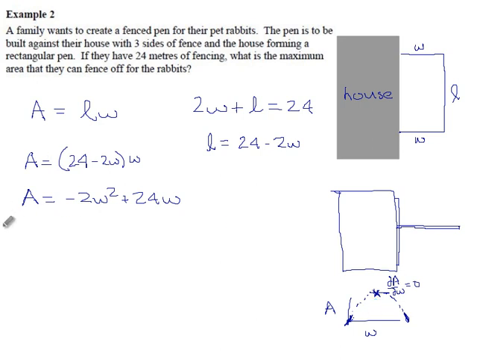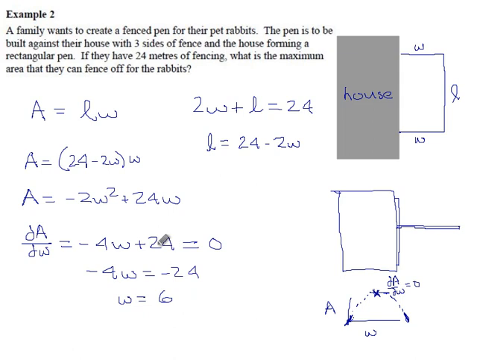If we do that here, we get dA/dW equals 2 times minus 2 is minus 4W plus 24. Where does that equal 0? Well, we'd need minus 4W to equal minus 24, which would mean W should be 6.